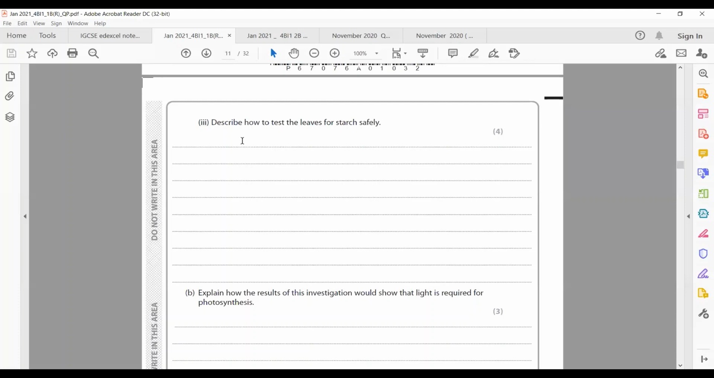Excellent, Jawad. But I want you to read the question carefully. Your answer is more than excellent. What's missing? Safely. Don't miss this word, guys. Very often we don't notice it. Sometimes it's written here: how to test the leaf safely, and the student never sees the word. So what's the safety here? What's the safety precaution you're going to take?